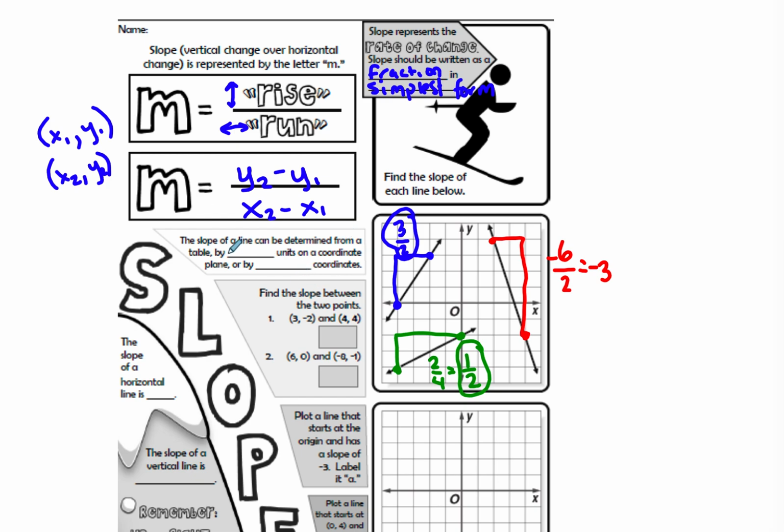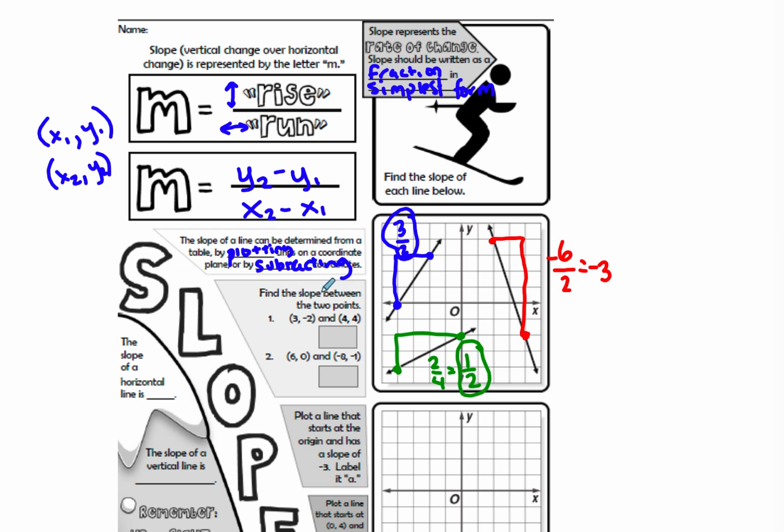All right, so over here it says the slope of a line can be determined from a table by plotting units on a coordinate plane, so taking the table, putting it into a line on a coordinate plane, or by subtracting our coordinates. Subtracting coordinates, this is our formula for subtracting.